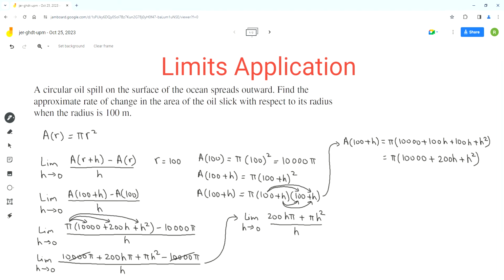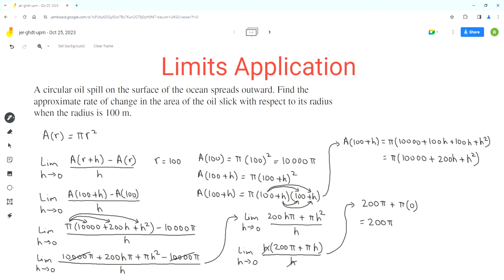Now we cannot apply the limit yet because there is h in the denominator. If we sub in h as 0, the denominator becomes 0 and the expression will become undefined. So we should factor out an h from the numerator, giving (200π + πh) over h. Now we can cancel out the h's and apply the limit. So we sub in h as 0: 200π + π times 0, which is equal to 200π.